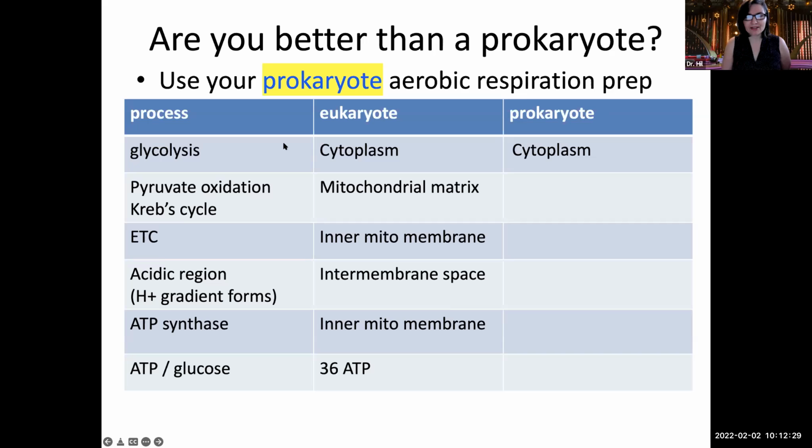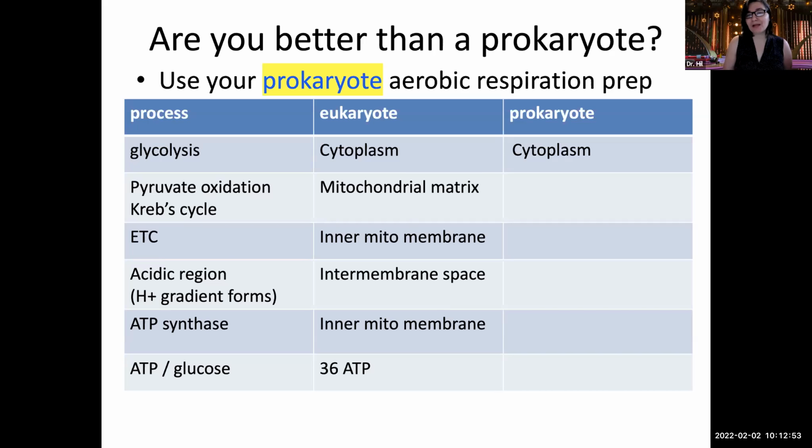In a prokaryotic cell, of course, glycolysis is still going to be happening in the cytoplasm. But if we turn our attention to that prokaryotic cell, some of these other things are not going to be the same. And that's because what is missing from the prokaryote that makes aerobic respiration so different? Yeah, there's no organelle, so there's no mitochondrion.